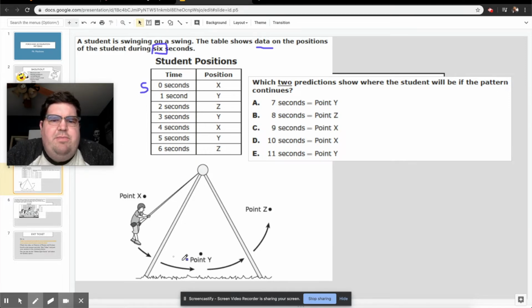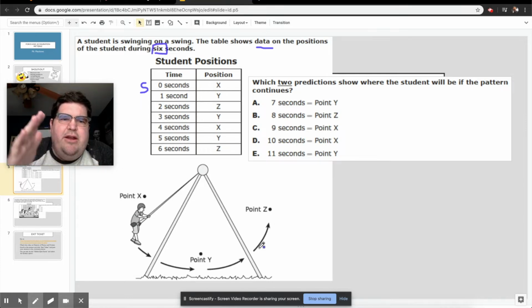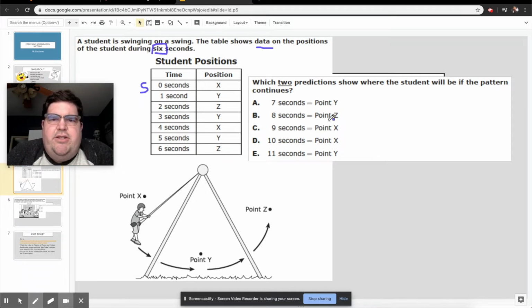And then he goes back and forth. I'm sure we all have swung on swings before. So he's going back and forth. In other words, you're noticing a pattern there, back and forth, back and forth. All right, let's take a look at the question.